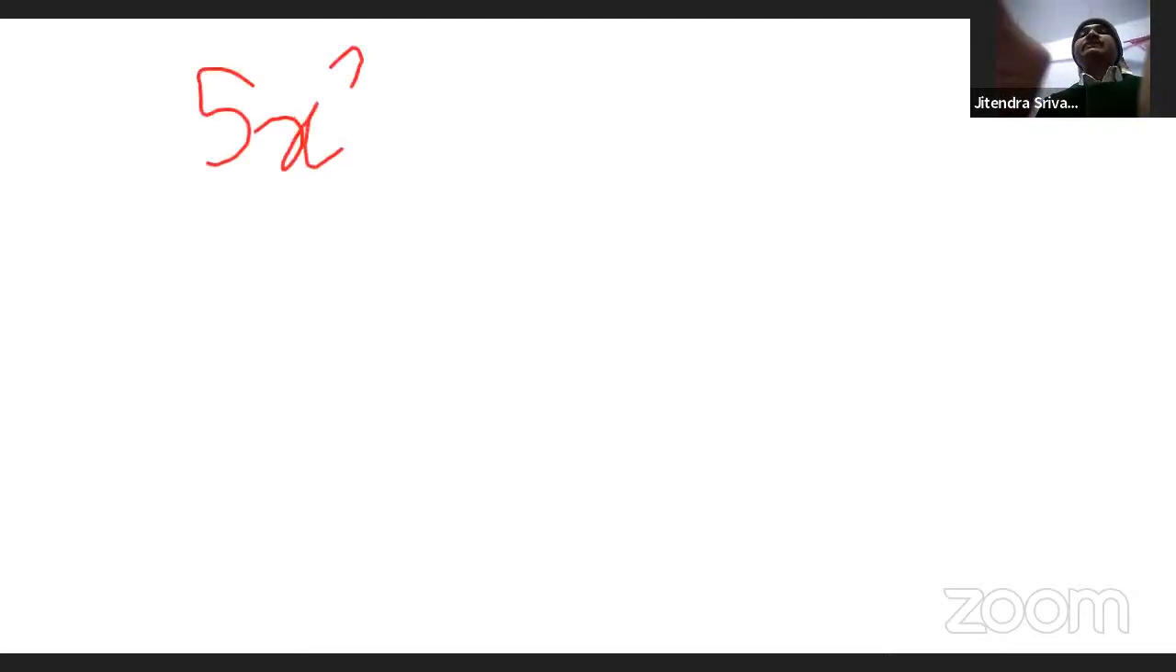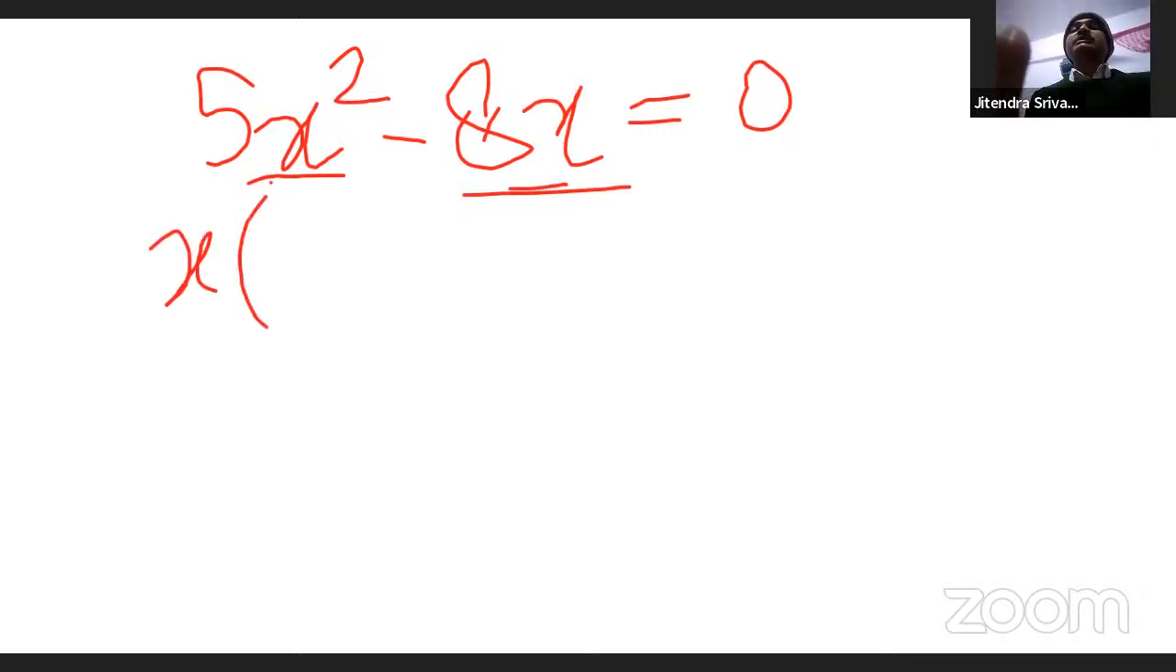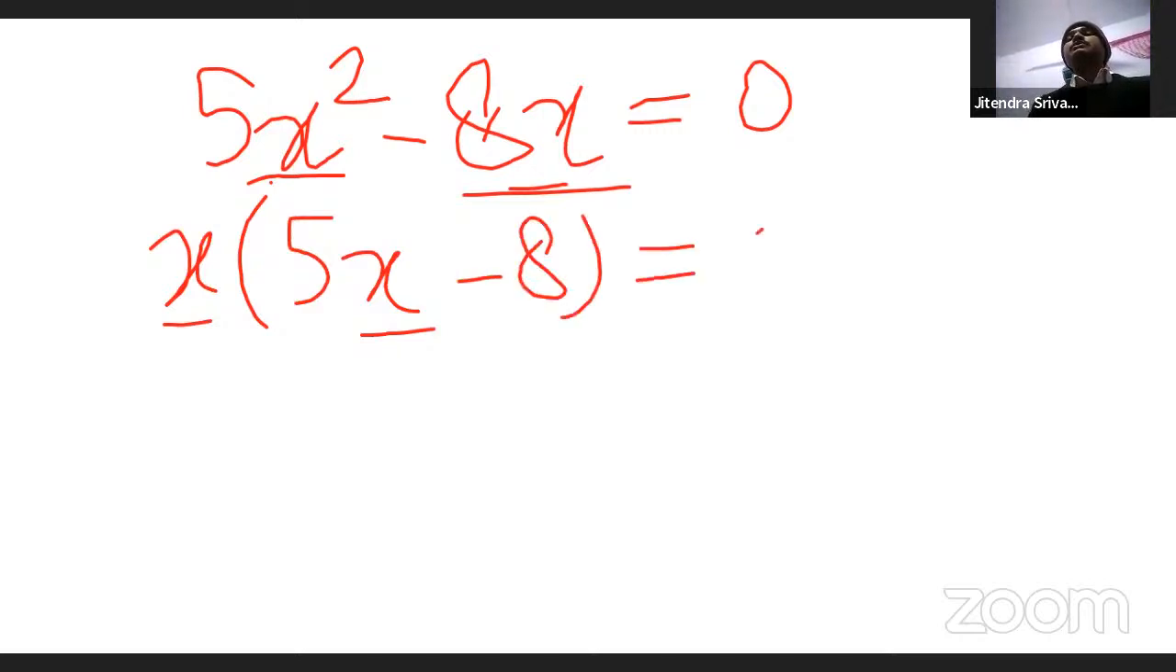The next question is 5x square minus 8x equals to 0. Now, what we will do, we will try to find out the value of x. So how? We will take common here. What is common? x is in both terms, so we will take x as common. So here, what is remaining? 5x, because one x we have taken as common, so 5x is remaining. Now minus 8 equals to 0.